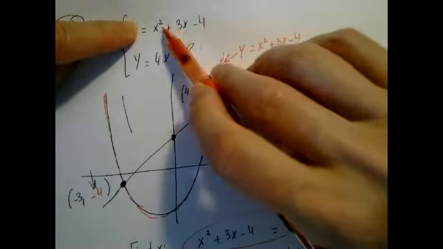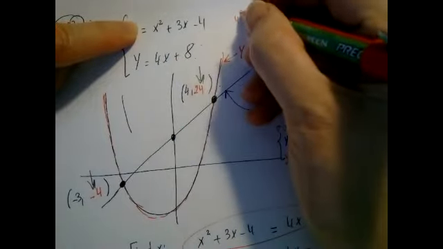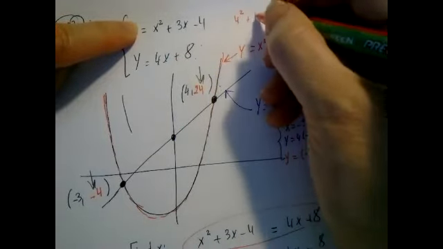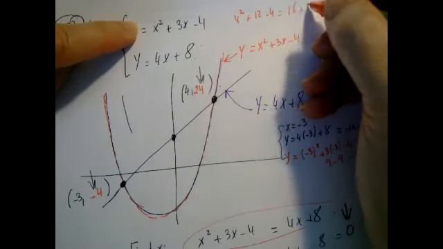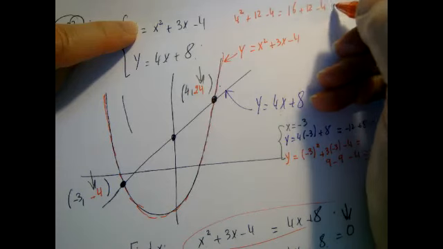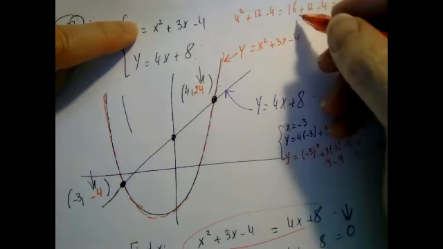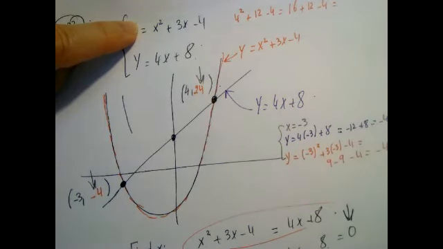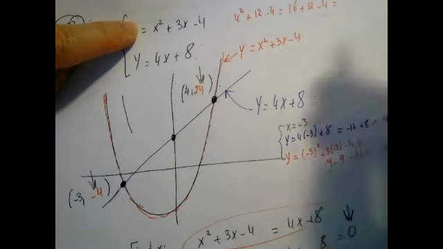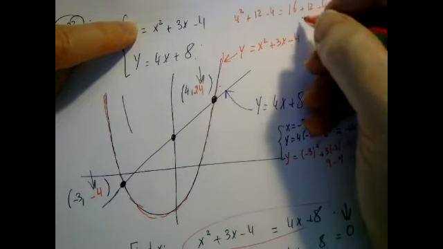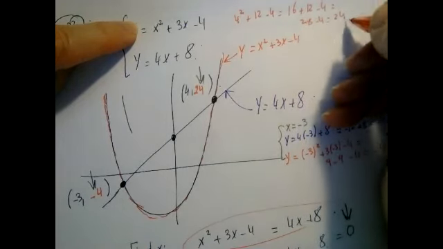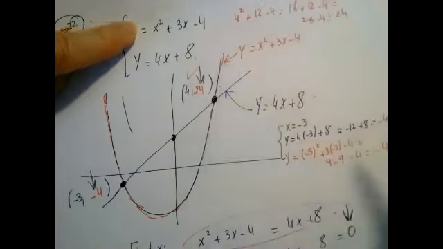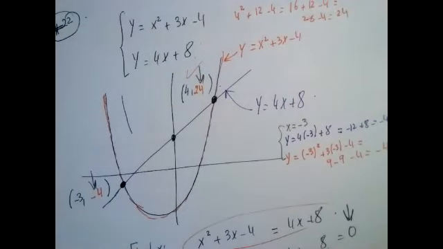I will plug it into the first one. If I plug in a 4 here, I will have 4 squared, which is 16, plus 3 times 4, which is 12, minus 4. This gives me 28 minus 4, which gives me 24. Therefore, this point makes sense.